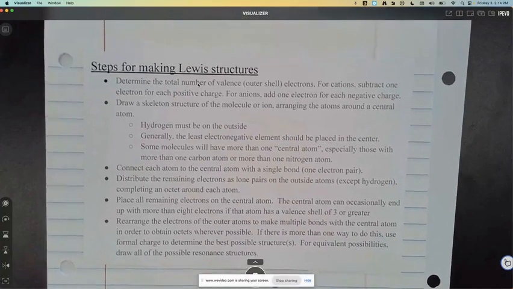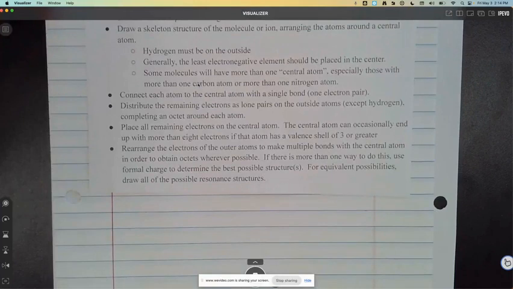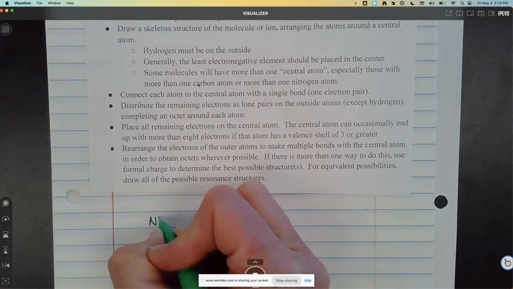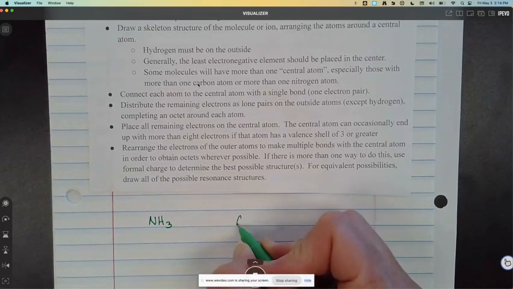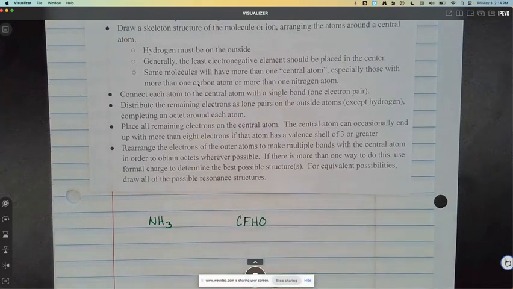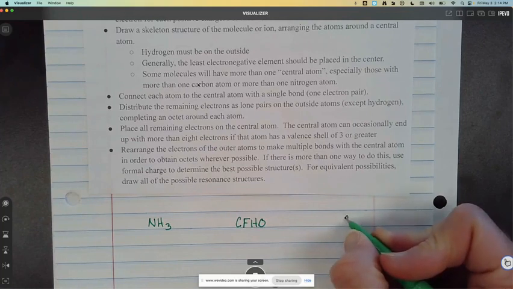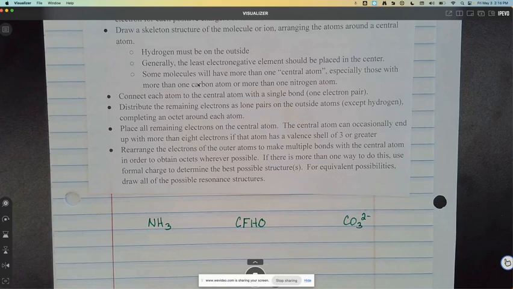We are going to start the process of learning how to make Lewis structures. And we're going to do this with 3 different molecules. The things we're going to work with here are NH3, CFHO, and CO3 2-. So those are the ones that we're going to use for our first round here.